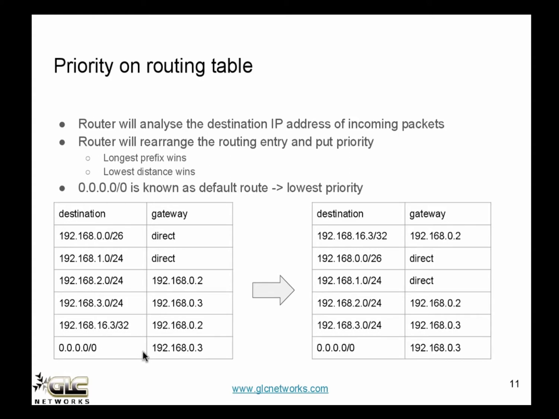As you can see, we have two tables on the left before we set up priority, and after we set up priority, it is made like this on the right here. The longer the prefix, as you can see on the first rule in the right table, 192.168.16.3/32, we should put it on top of the table. Why? Because it's /32, the longest among the others.